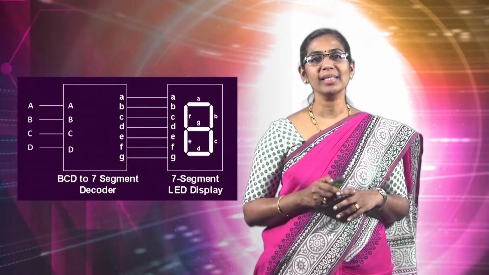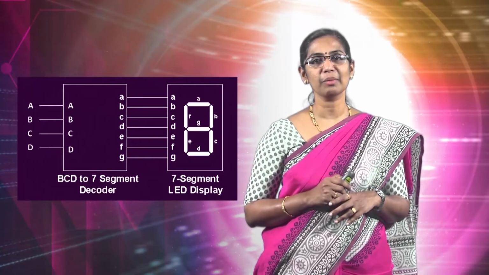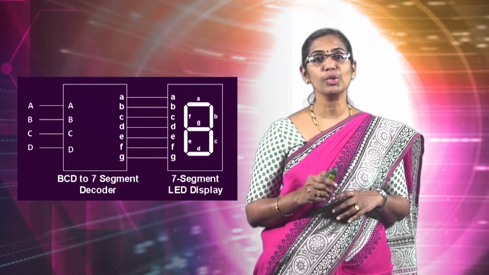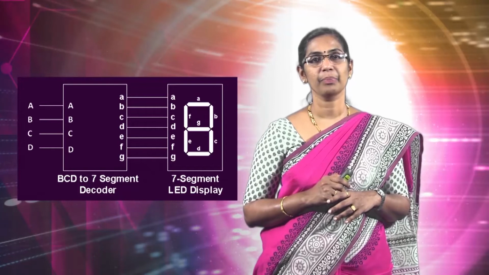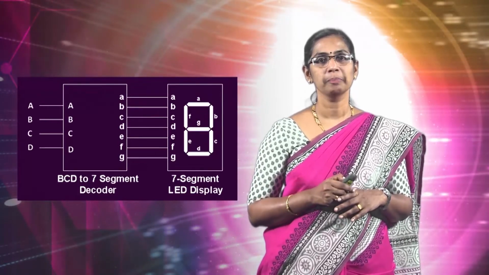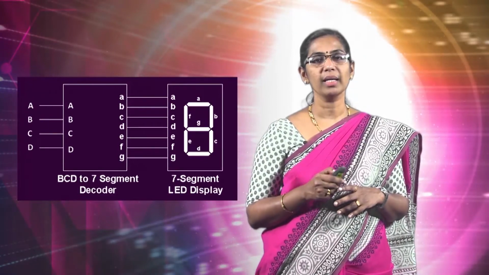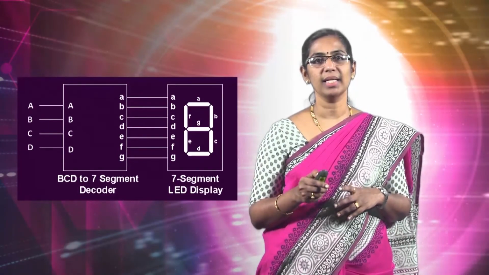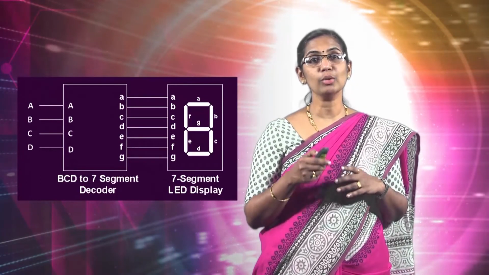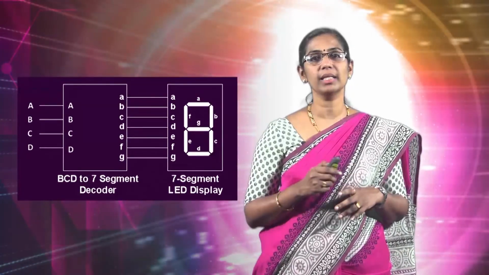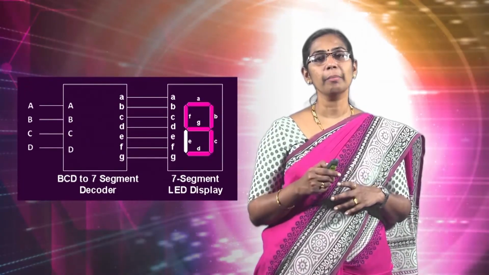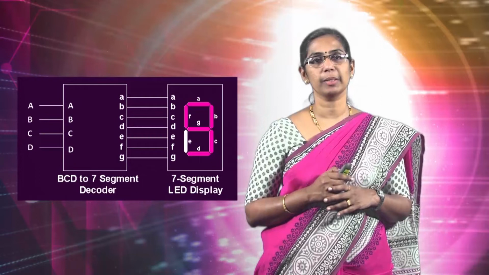The output lines A to G of the 7 segment decoder are connected to the corresponding A to G of the LED display. So, when you input a code 1001, the output will be high at A, B, C, D, F and G. As these lines are connected to the same segments of the LED display, those segments are activated and the number 9 is displayed.